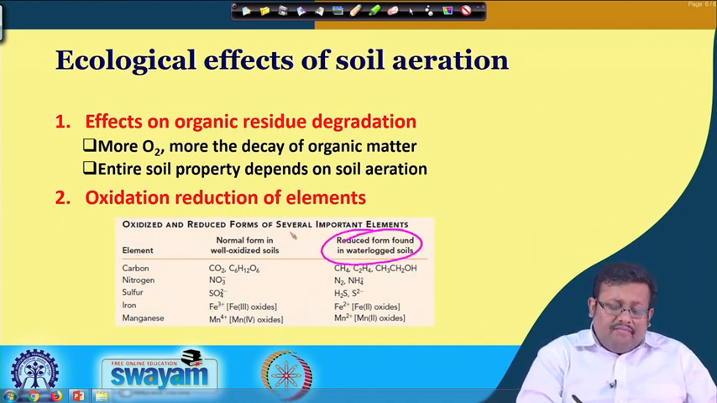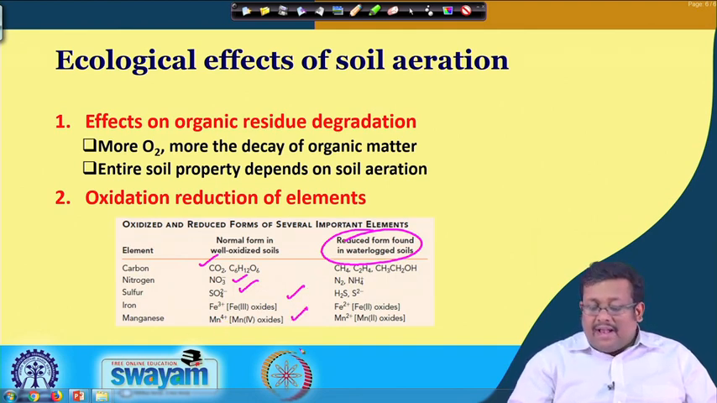So, the normal form of carbon in well oxidized soil is basically carbon dioxide. In the case of nitrogen, it is nitrate. In the case of sulfur, it is sulfate. In iron, it is Fe3+ or ferric. In the case of manganese, it is Mn4+ or manganic.